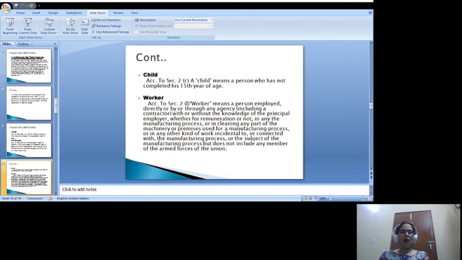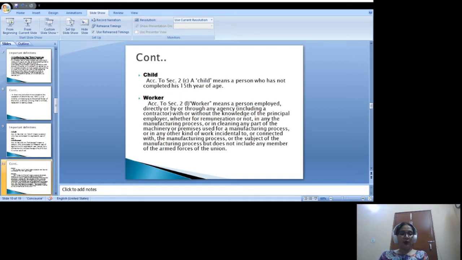According to section 2L, worker means a person employed directly or by or through any agency, including a contractor, with or without the knowledge of the principal employer, whether for remuneration or not, in any manufacturing process, or in any cleaning process of machinery or premises used for the manufacturing process, or in any other kind of work incidental to or connected with the manufacturing process.